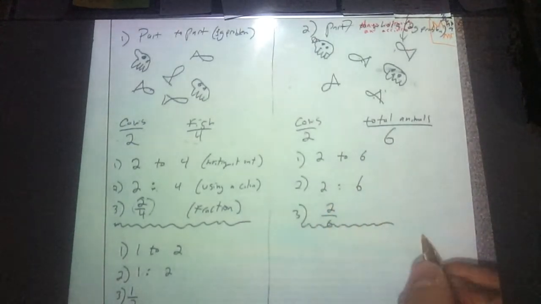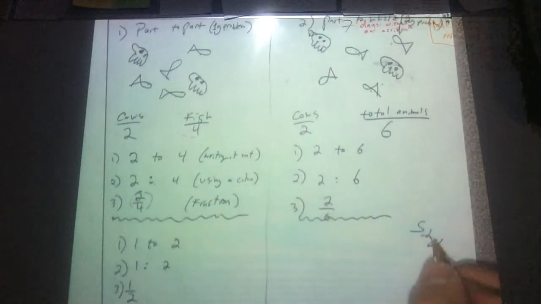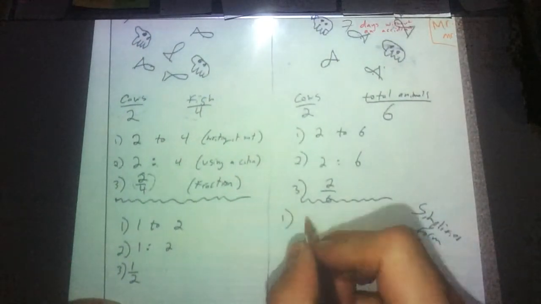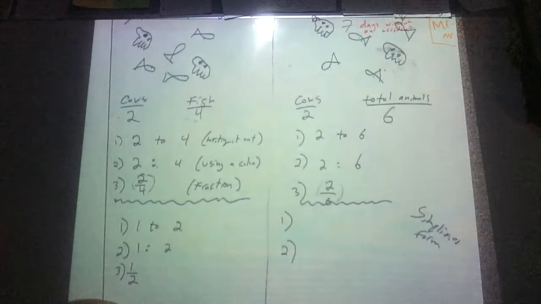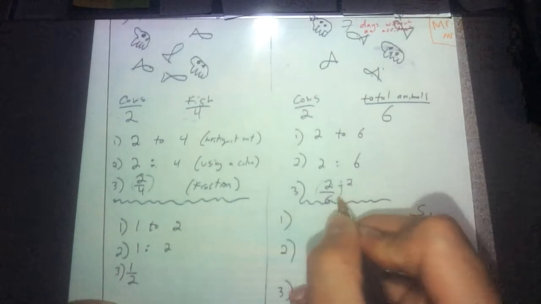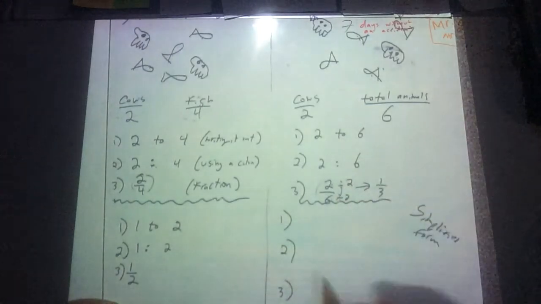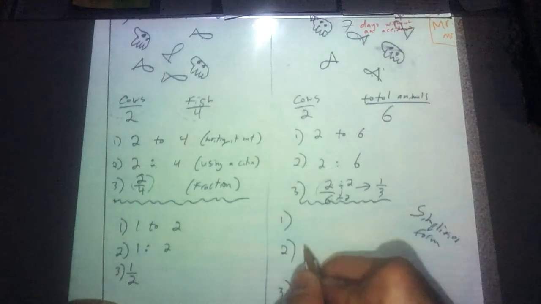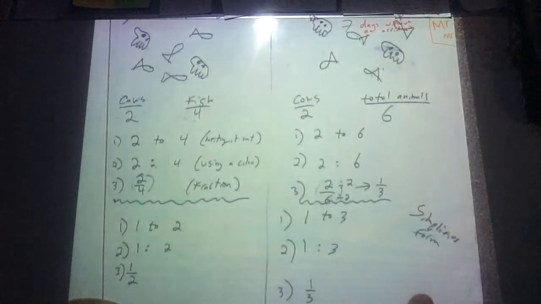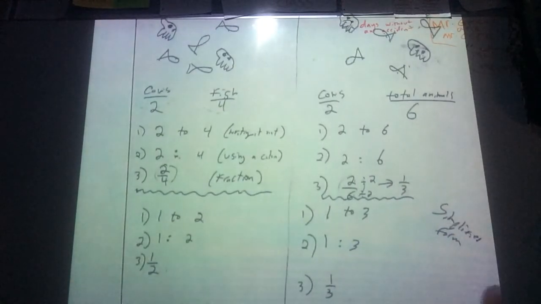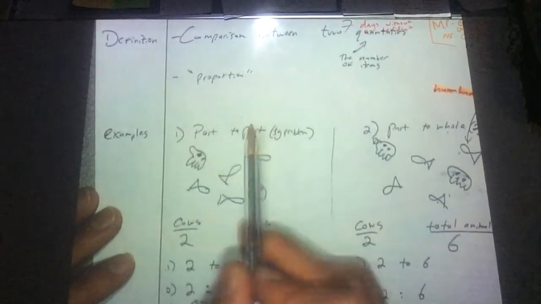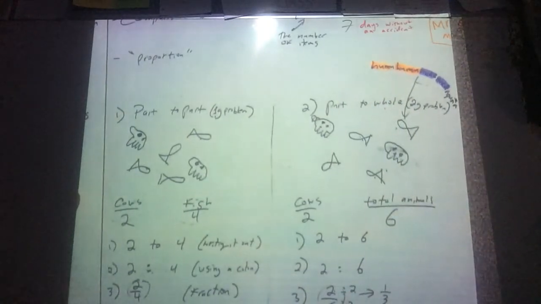But in simplified form, we can look at this fraction first, 2/6. If I divide both the numerator and the denominator by 2, that gives me 1/3. So it's going to be 1/3, 1:3, and 1 to 3. All right, the last one I'm going to go over. So that's ratios. Comparison. You can compare parts, or you can compare part to the whole.